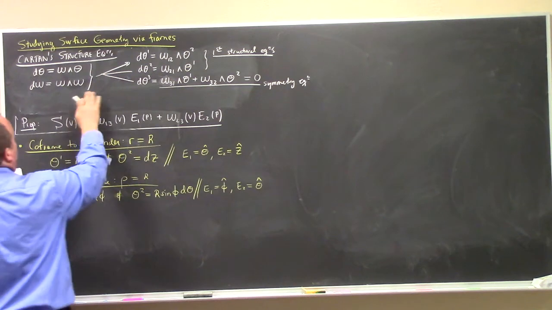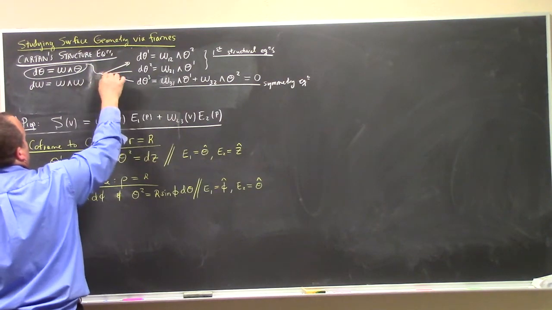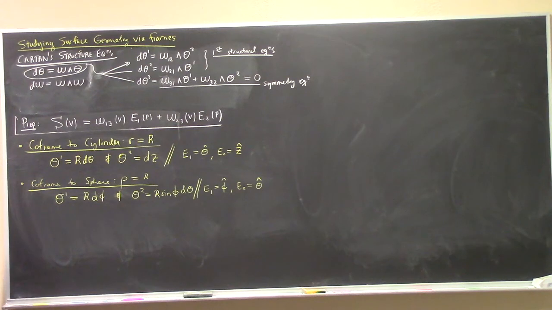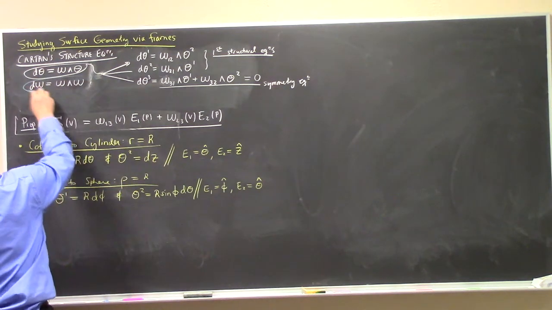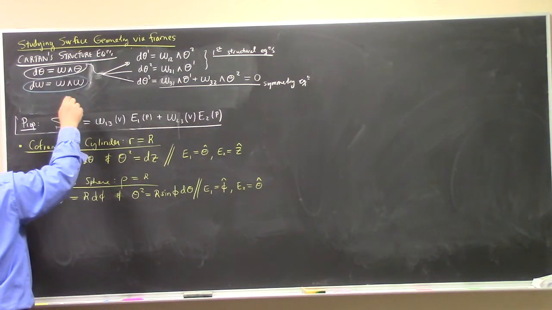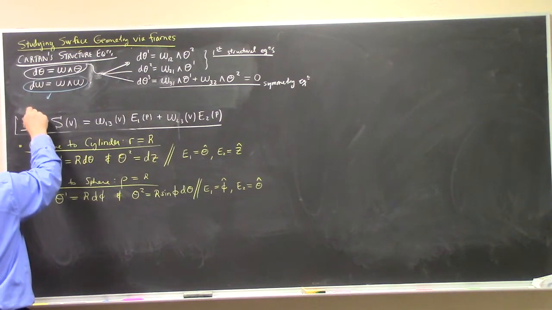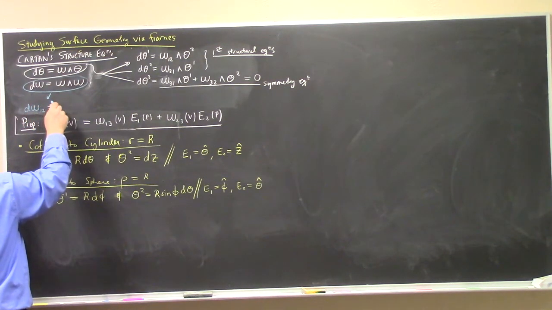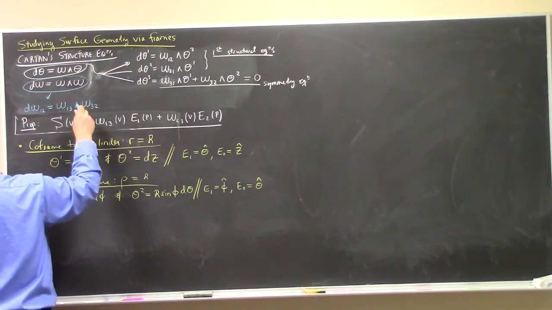All right. And then, unpacking: at the moment, I have not used the d omega one, right? These are all just specializing that first structural equation to the context of an adapted frame. We're just using what we did before, restricted to an adapted frame, that's all. The second one gives us a few different things. It gives us that d omega 1,2 is omega 1,3 wedge omega 3,2. This is called Gauss's equation.